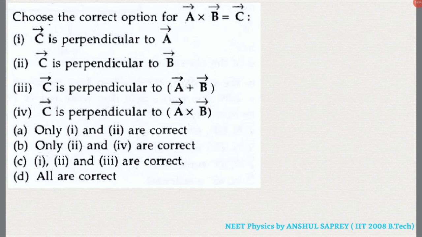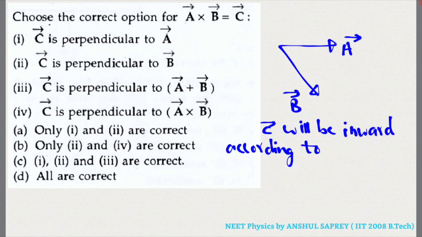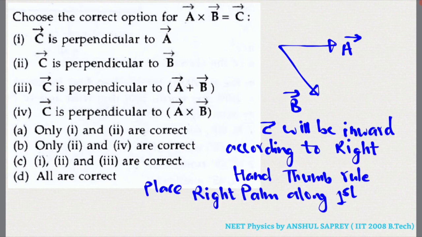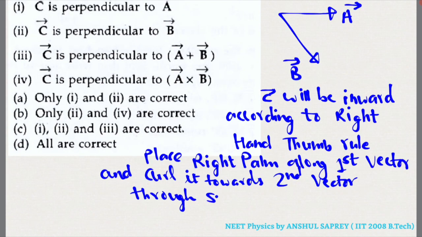Let's discuss this next question. Choose the correct option for a cross b equal to c vector. Now we know that the cross product of any two vectors is perpendicular to the plane containing the two vectors. So suppose this is a vector and this is b vector, then c vector will be inward according to the right hand thumb rule. Place right hand palm along first vector and curl it towards second vector through smaller angle.